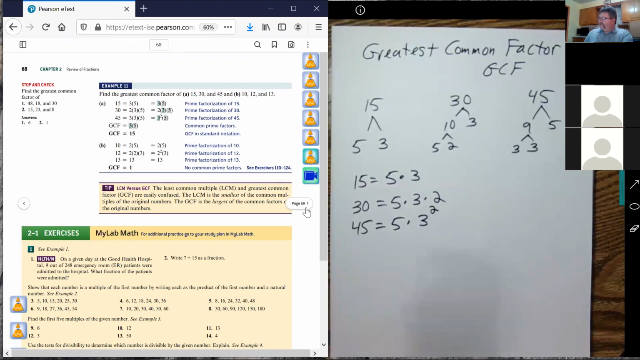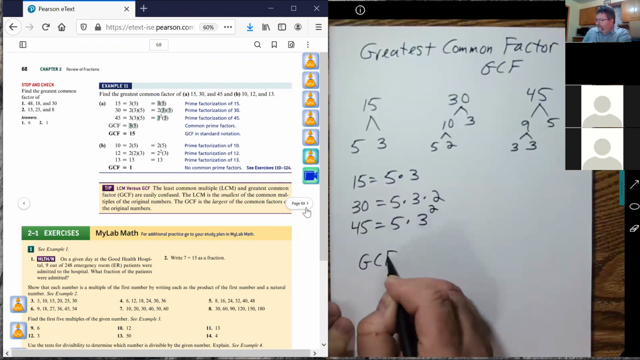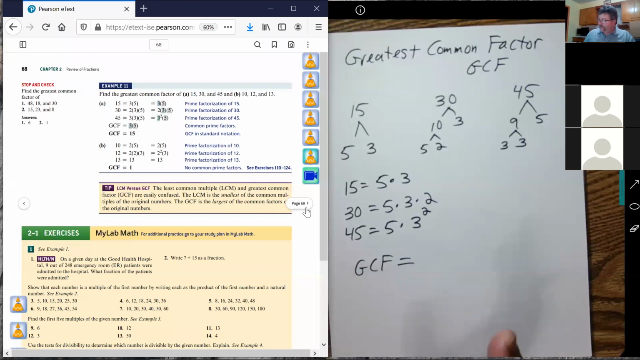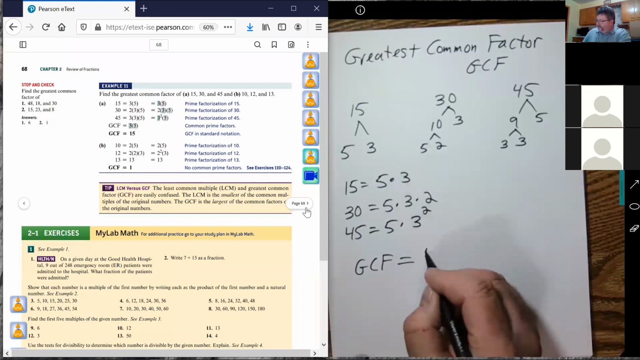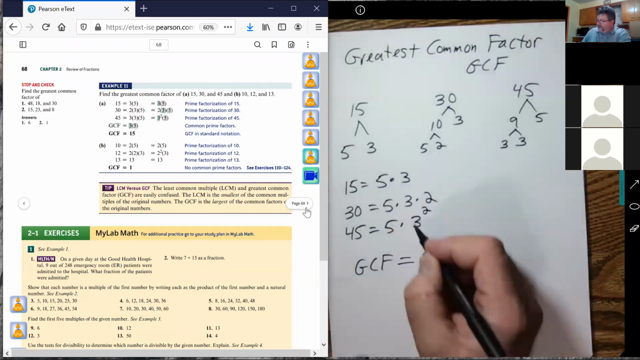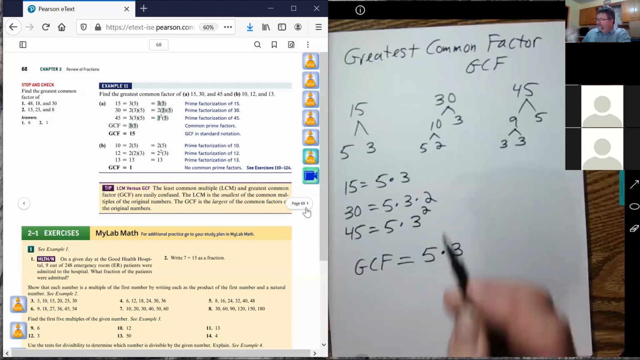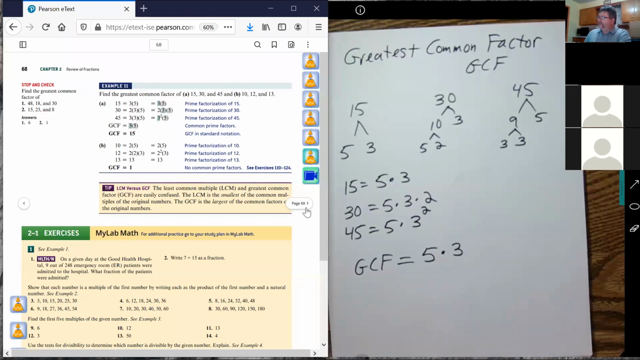Okay. The greatest common factor says not everybody gets to come out and play here. Only the matches, only the common ones. Well, what's common? 5's common, okay. 3 is common, okay. 2 is not common. So 2 is not coming along for the ride. Only the 5 and only the 3.